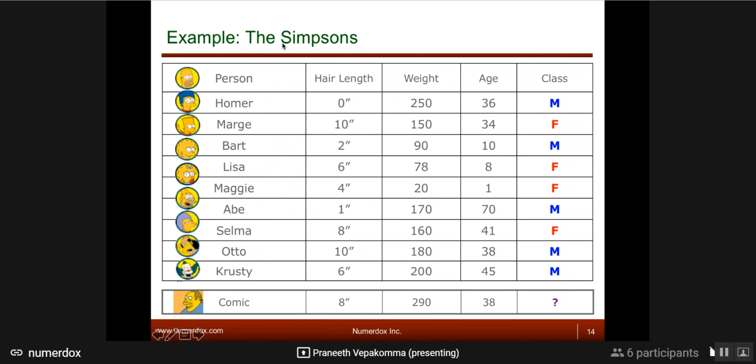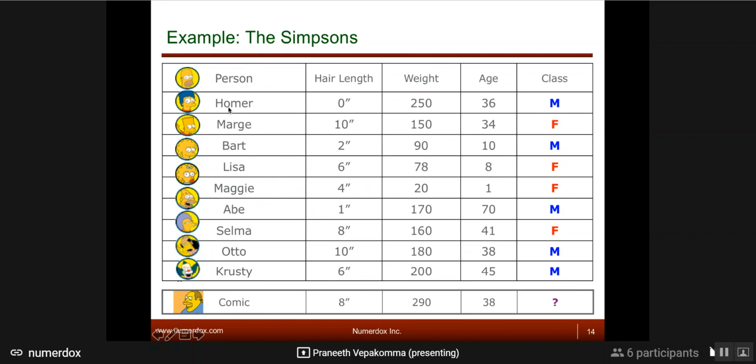This is the Simpsons, a popular TV show, and there are different characters in the Simpsons, right? Homer Simpson, Marge, Bart, a lot of other people. I don't even remember these names. But anyway, say I give you a data set of their hair length, their weight, and their age. And I want to build a model to classify, just given this information, whether the character in the Simpsons is male or female.